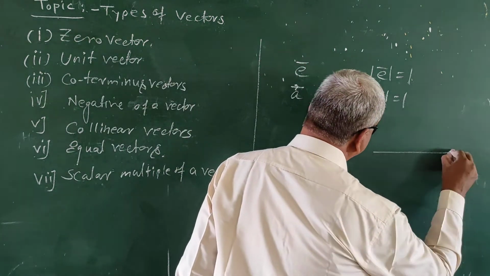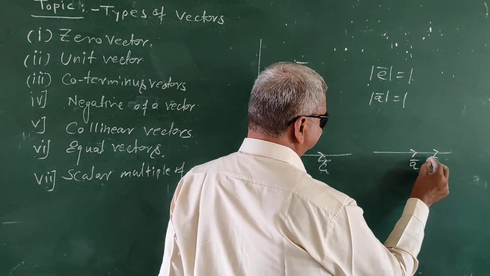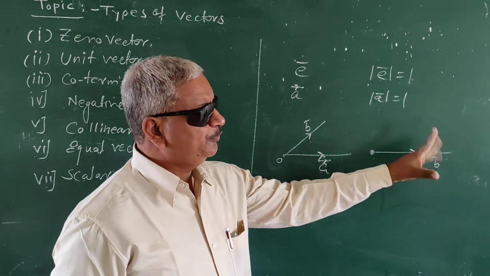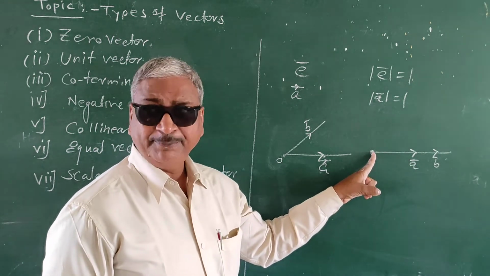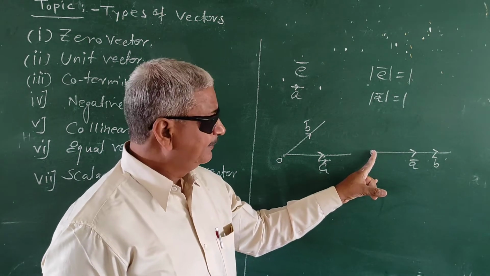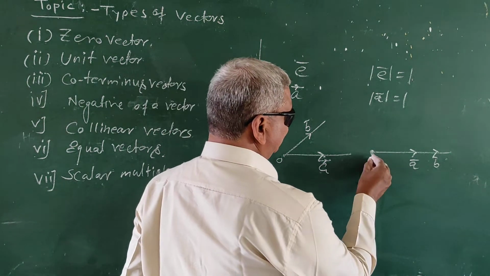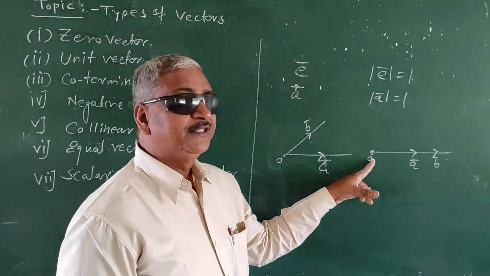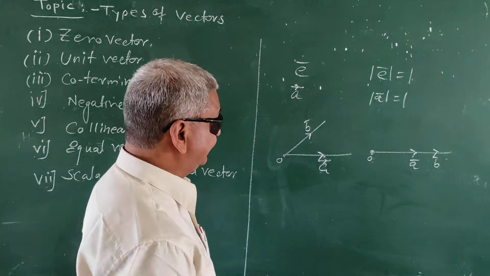Now we can take another example also. This is suppose your b bar and this is your a bar, and this is the common terminal point. Again these two vectors are called coterminous vectors. Why? Because their terminal point, that is the vertex, is same. If you read this vector a bar, its terminus is O, and if you read this vector as b bar, its terminus is again O. Therefore, these vectors a bar and b bar are called the coterminous vectors.